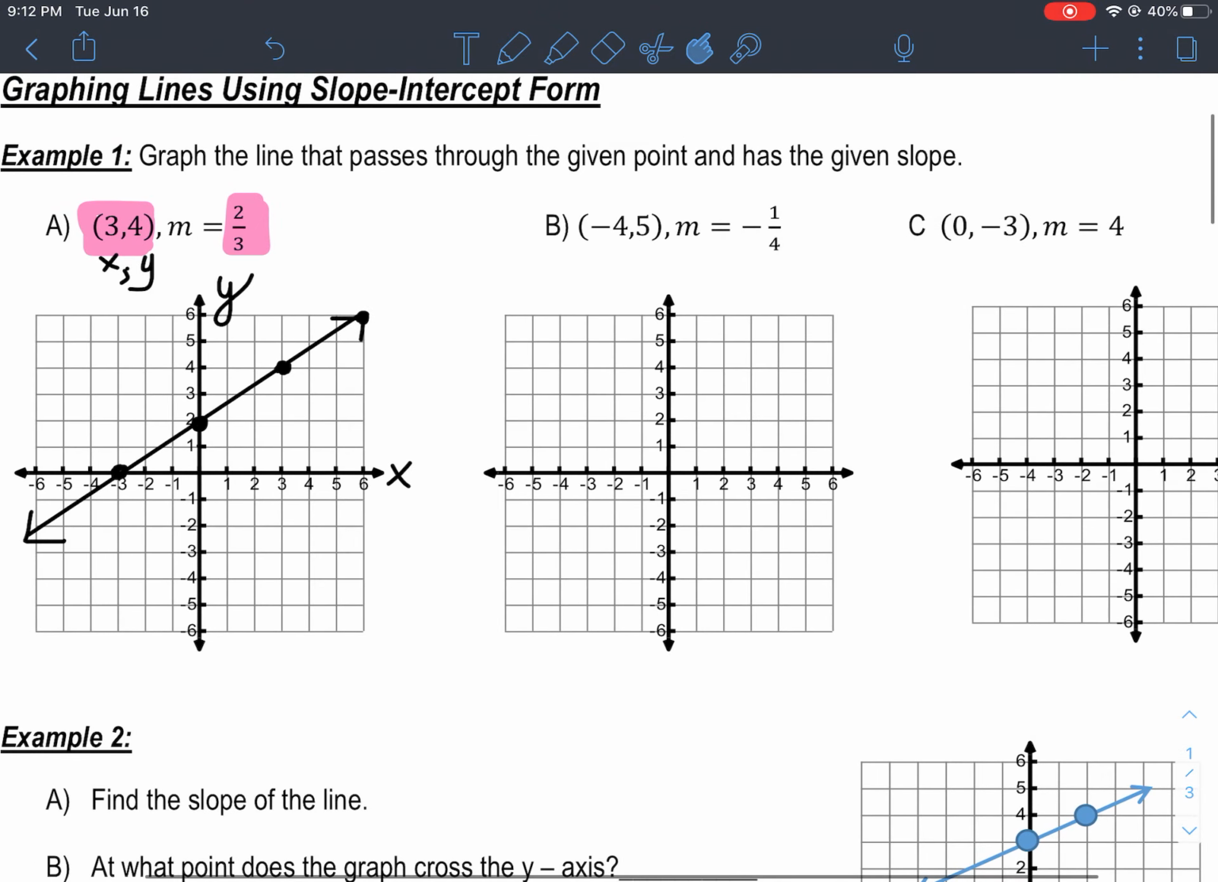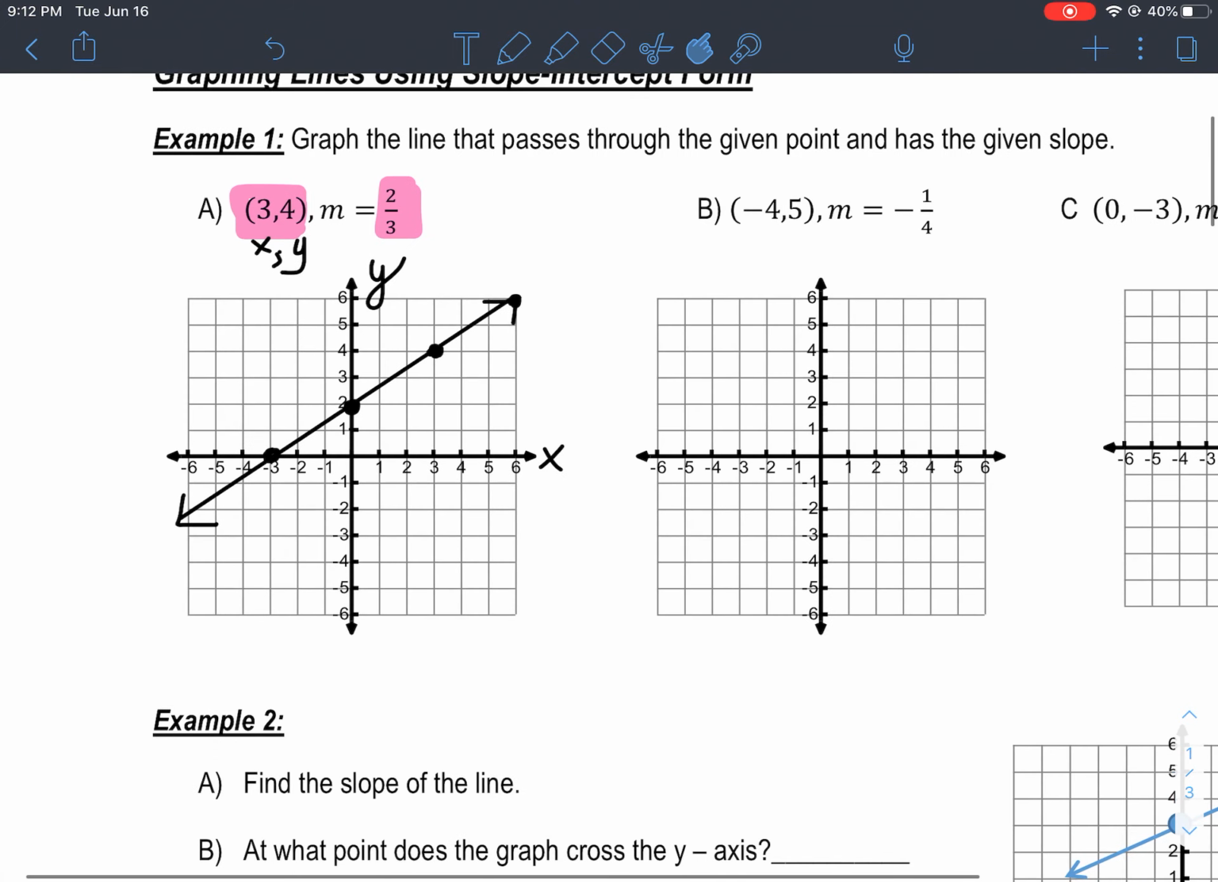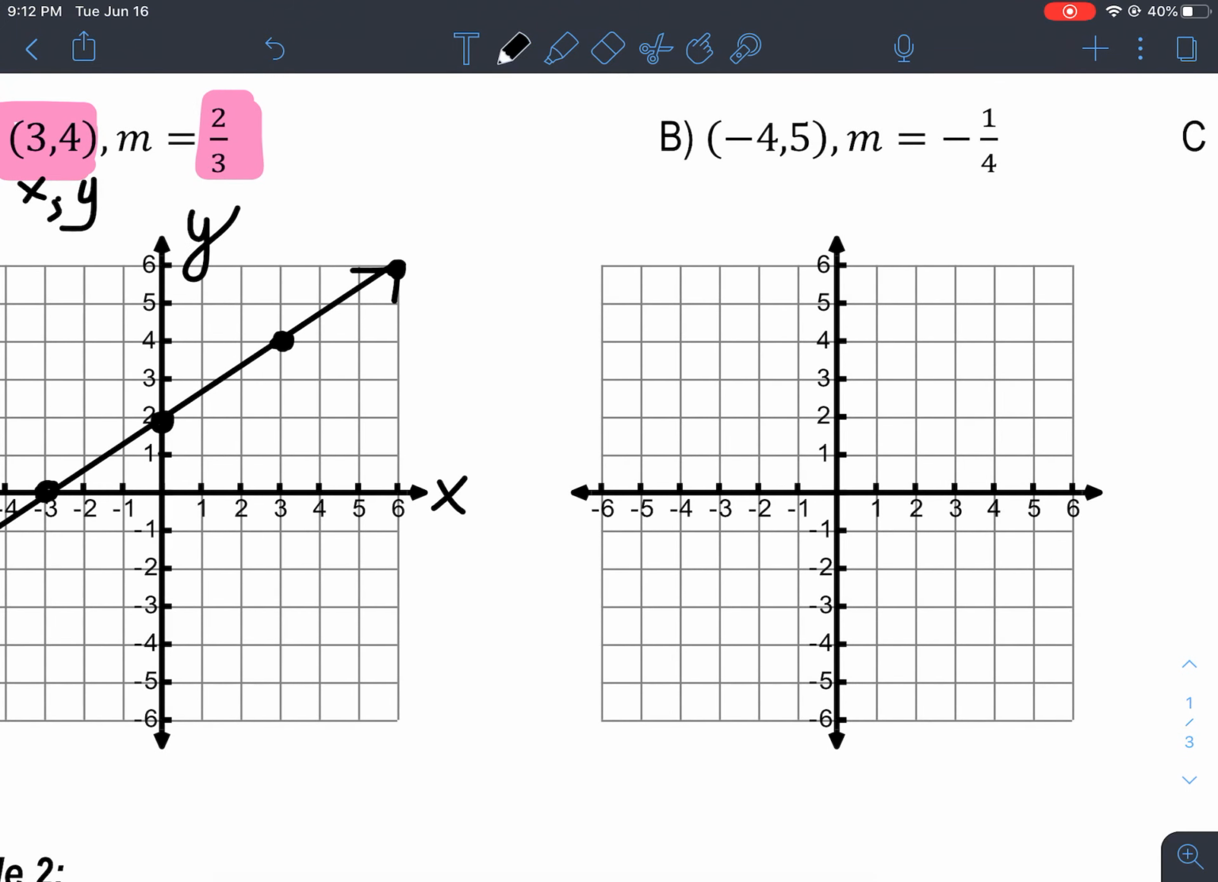Okay, next one, we are going to start at negative 4, 5. So left 4 on our x-axis, up 5, plot that point. And our slope is negative 1/4. The negative always goes with the numerator, so that's the same as this.